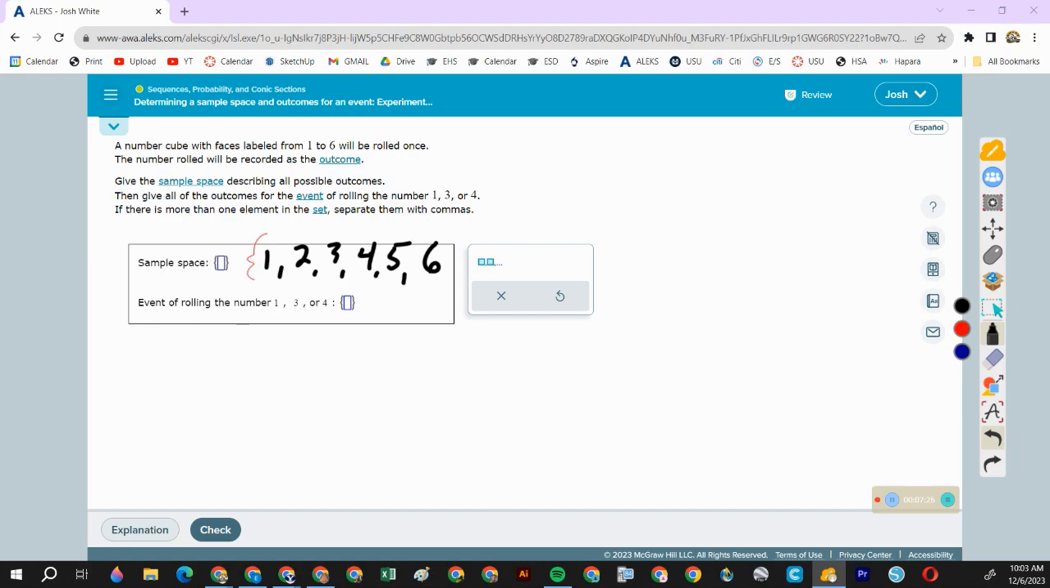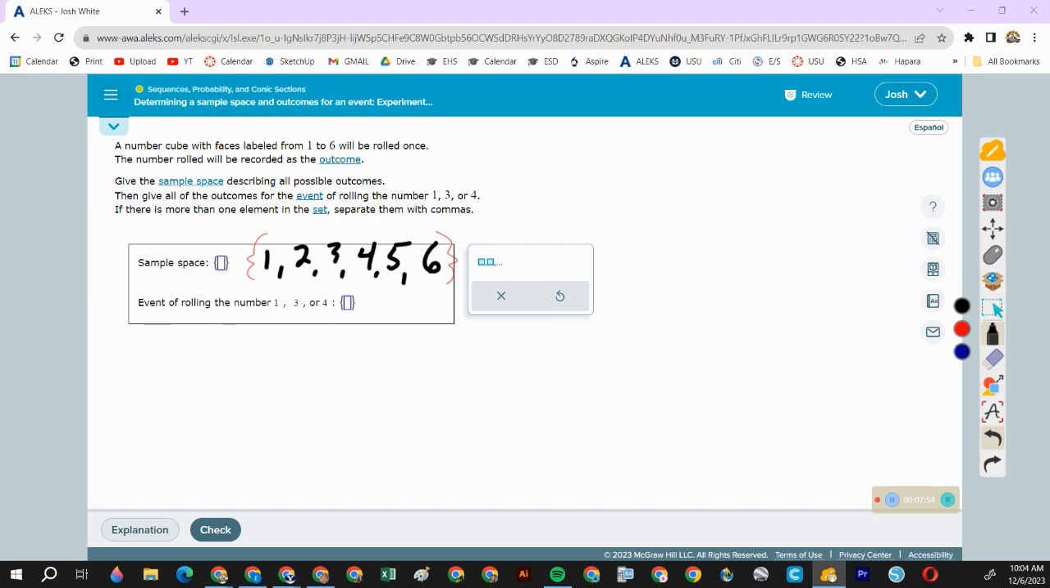It's those. So those symbols mean you're about to look at a set of numbers. Okay? All right. Then give all of the outcomes for the event of rolling 1, 3, or 4. If there is more than one element in the set, separate them with commas.